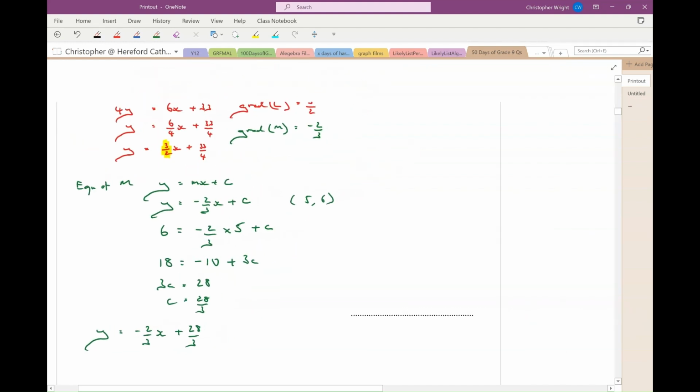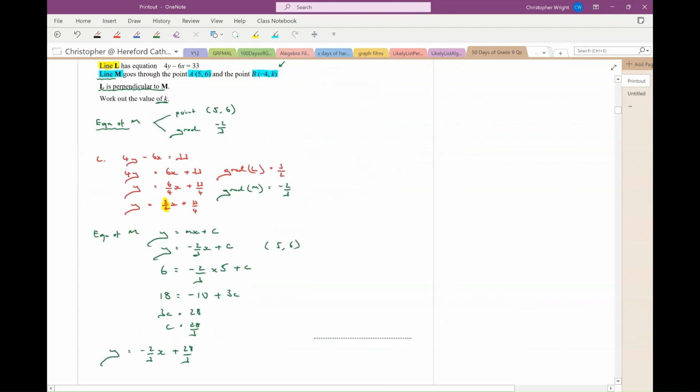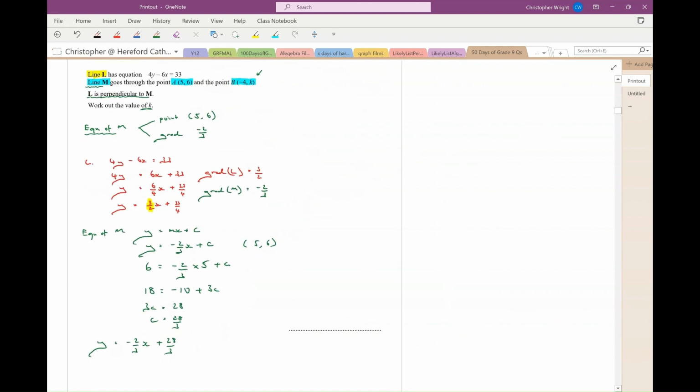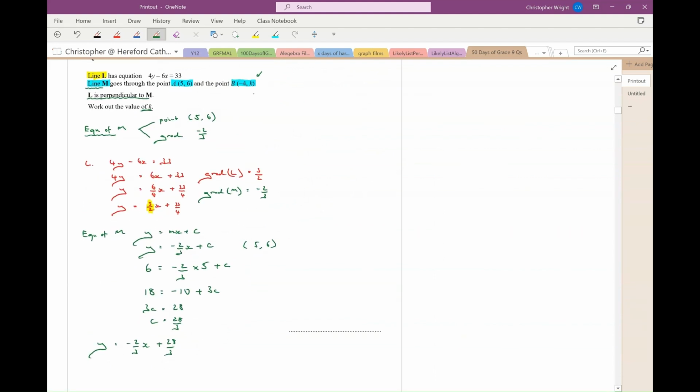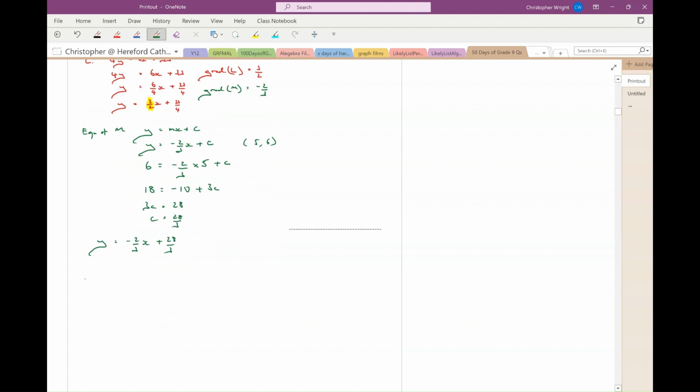Now what was the question? The question was find k. And k is the y coordinate when x is minus 4. So let's put x as minus 4 in here, shall we? x equals minus 4. And let's use the equation of the line to find out what y would be. It's going to be minus 2 times minus 4 over 3 plus 28 over 3.